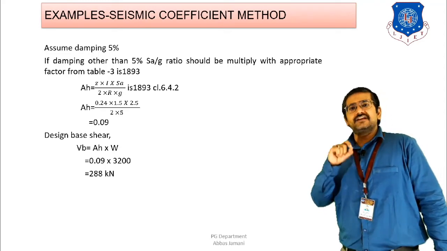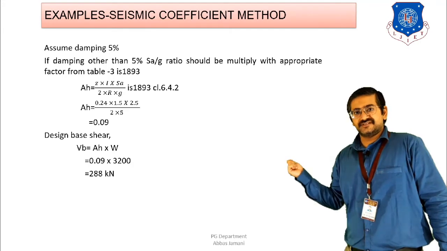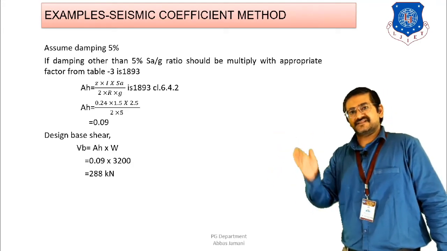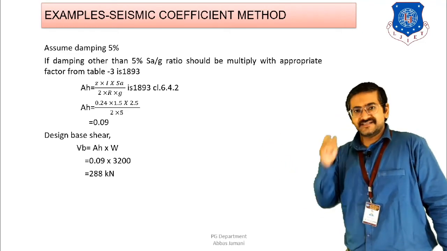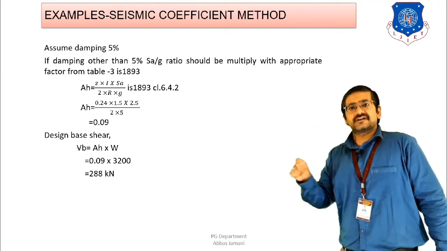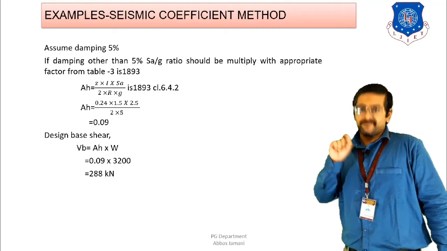Again, whenever you get the value of Ah, it will be in terms of 0.09, 0.04, 0.06. When you convert to percentage, you will get 4%, 6%, 8%, 11%. Here we are getting the value as 9%. So what does it indicate? It indicates that 9% of the total seismic weight will be applied as a lateral load on your building, right?